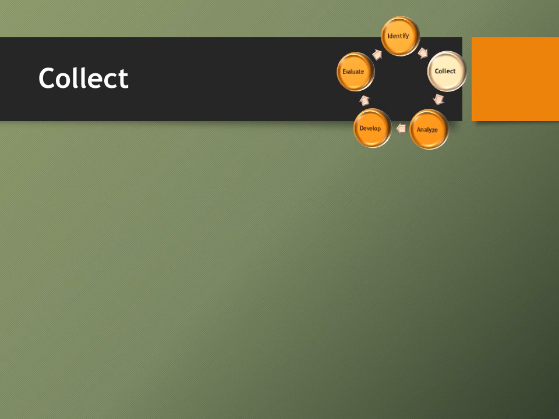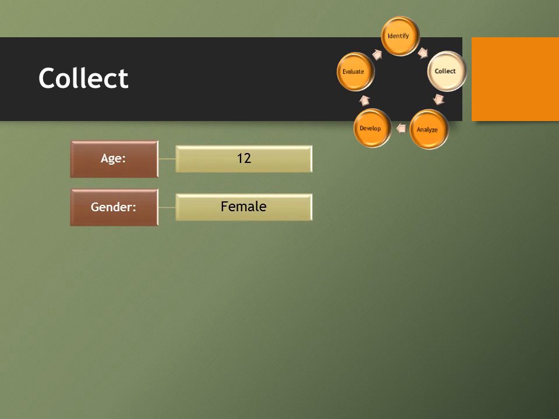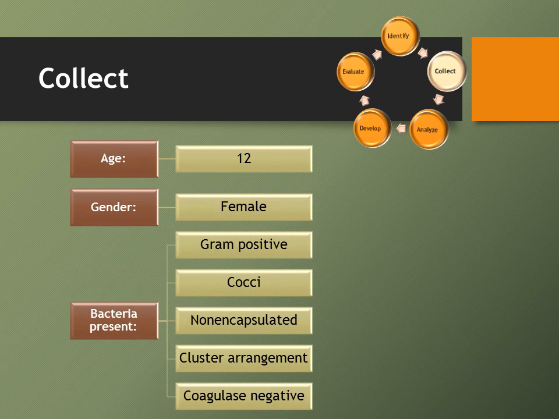Next, you need to collect some information. You know that the patient is a 12-year-old female. You also know which type of bacteria are present.